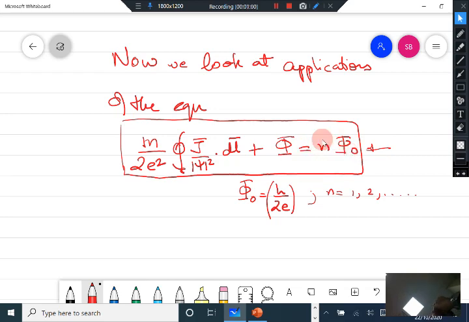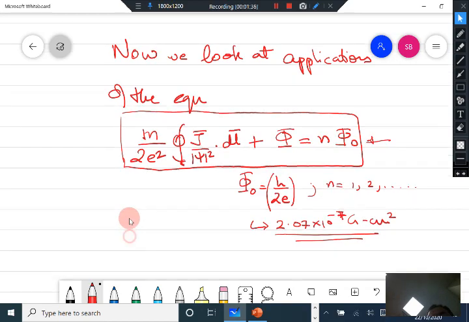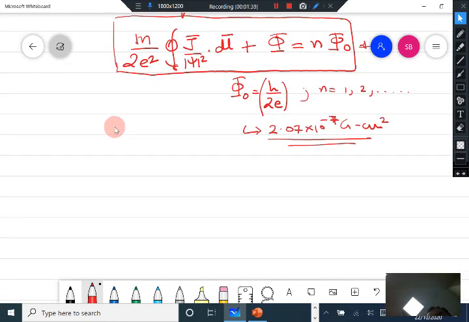This entire thing is bounded by n times phi naught, where phi naught is the magnetic flux quantum. So whatever is the sum total of this has to be equal to n times phi naught. This is of course 2.07 into 10 raised to the power of minus 7 Gauss centimeter square. Okay, so this is the value of the magnetic flux quantum. You can also convert into Tesla meter square and other forms, and n is an integer, 1, 2, 3, 4 and so on.